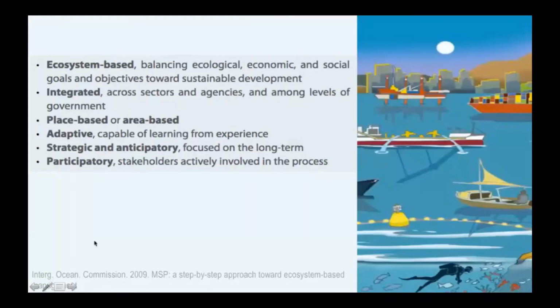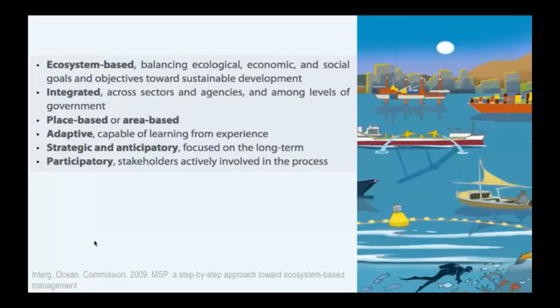So when we look at the summary of what marine spatial planning is supposed to be, we can see that it's supposed to balance all of these three pillars, ecological, economic, and social goals. It's supposed to be integrated across sectors and agencies. It's supposed to be adaptive and anticipatory and participatory.